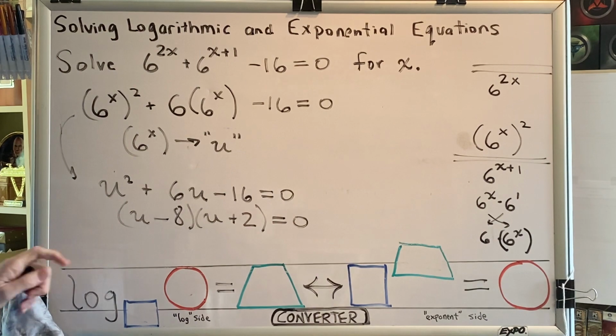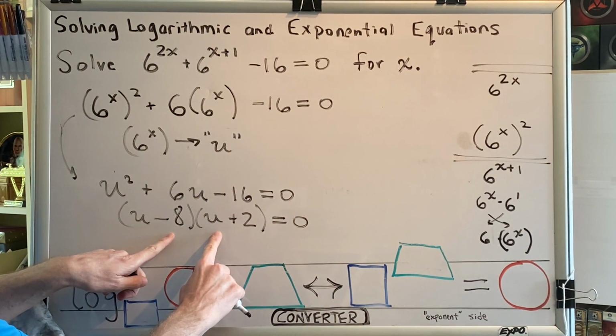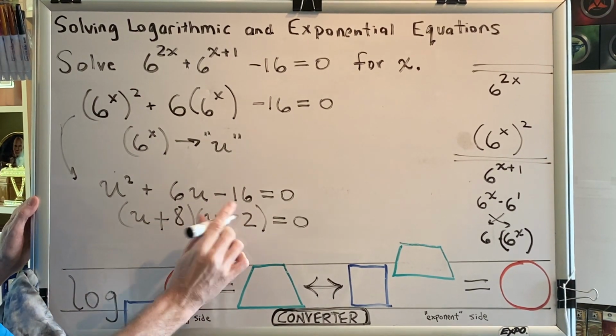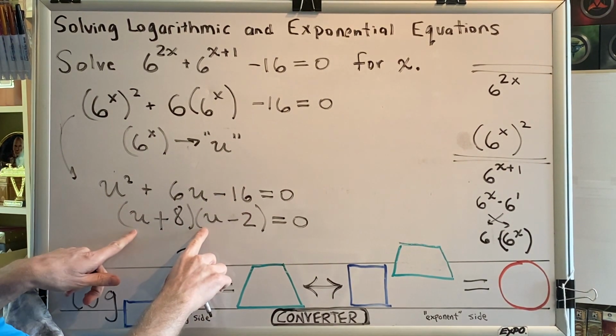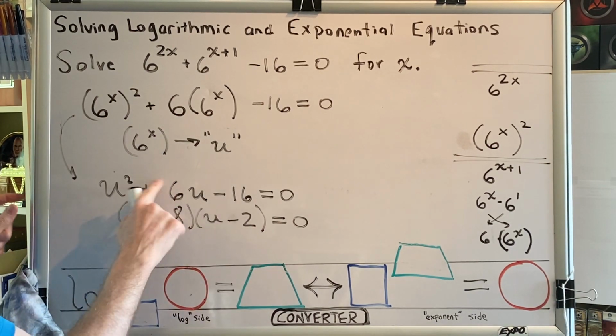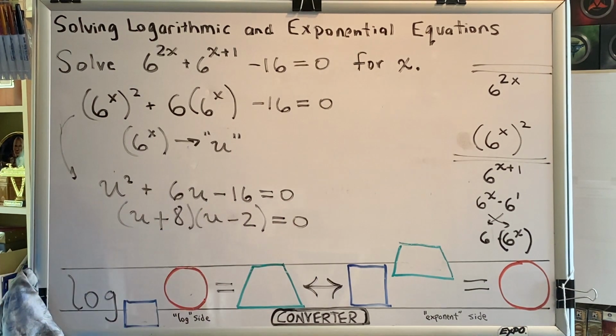We can check this with FOIL. U squared matches here, plus 2u minus 8u would be minus 8u. That tells me that I have my signs backwards. Let's try again. U squared minus 2u plus 8u makes plus 6u, and then positive 8 times negative 2 makes negative 16. So now we know we factored this correctly.